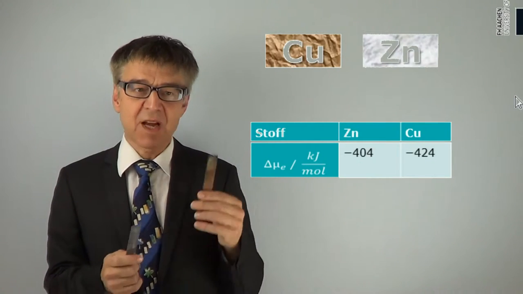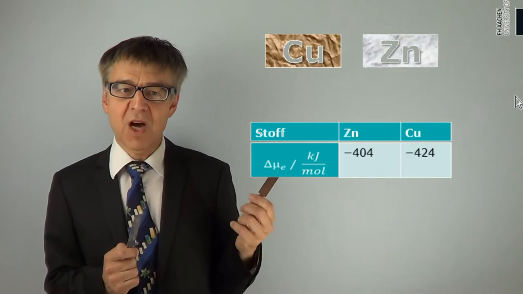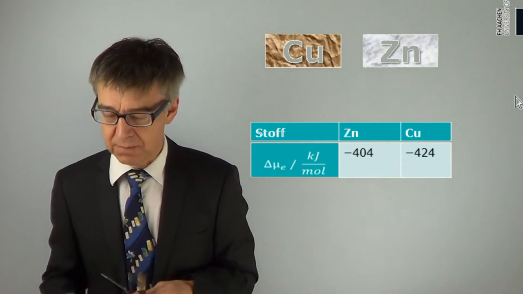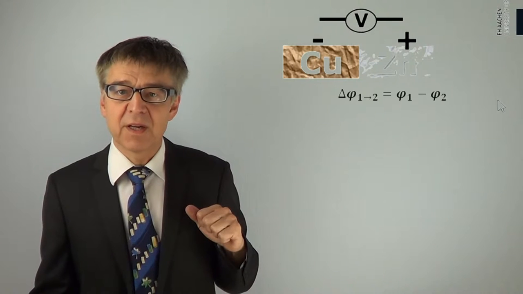Consider the two metals copper and zinc. Electrons feel more comfortable in copper, which can be expressed by their chemical potential. If you put the two metals into contact, electrons will move from the less noble zinc to the more noble copper. Copper gets negatively charged in respect to zinc. In equilibrium, there's a jump in electric potential at the phase boundary.